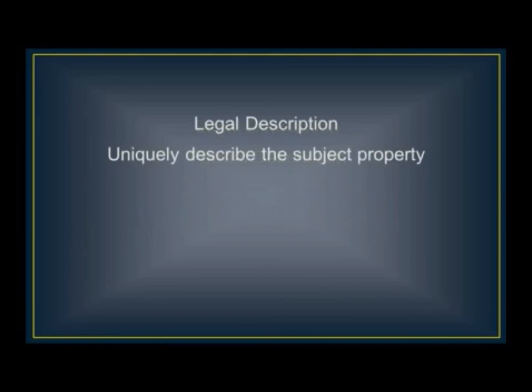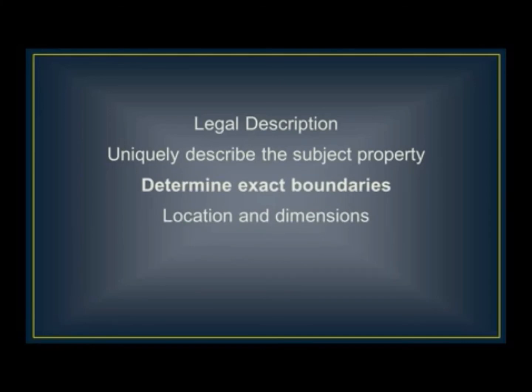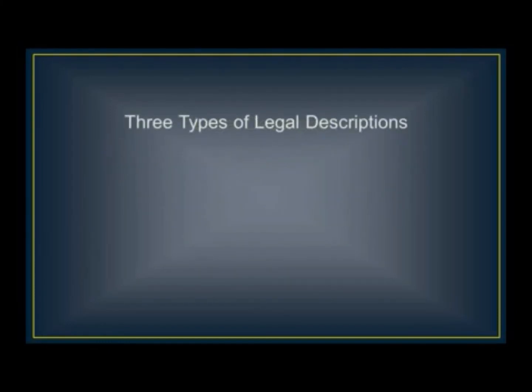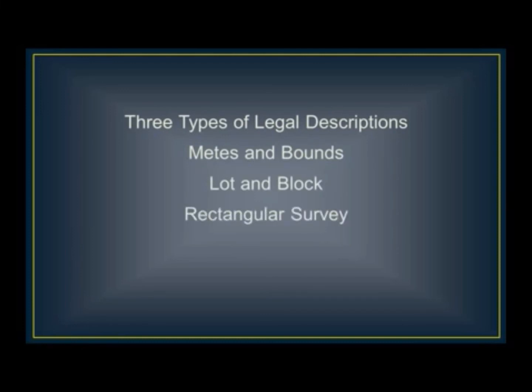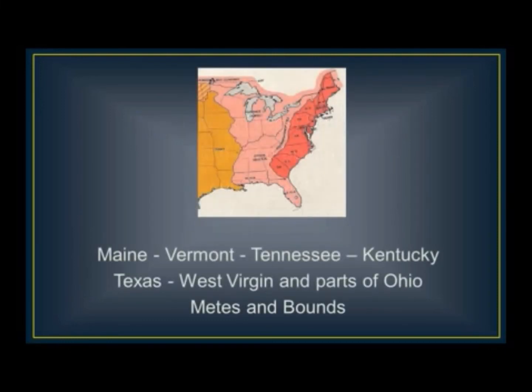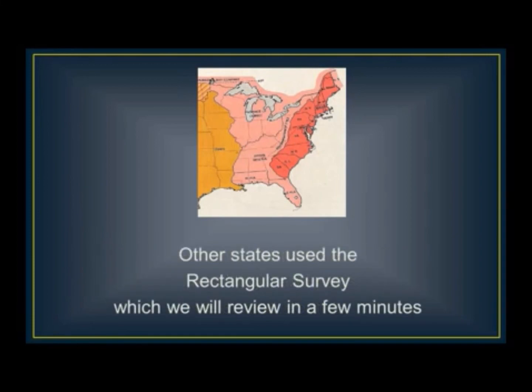The legal description should uniquely describe the subject property and determine the exact boundaries, that is, the location and dimensions of the property. The three types of legal description are meets and bounds, lot and block, and rectangular survey. Let's review each of them. Land in the original 13 colonies, plus Maine, Vermont, Tennessee, Kentucky, Texas, West Virginia, and parts of Ohio were surveyed with the meets and bounds surveying system. The other states used the rectangular survey, which we will review in a few minutes.